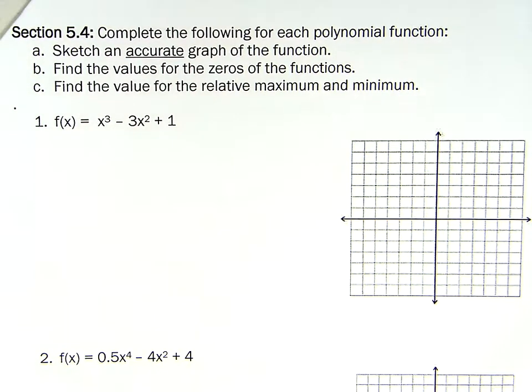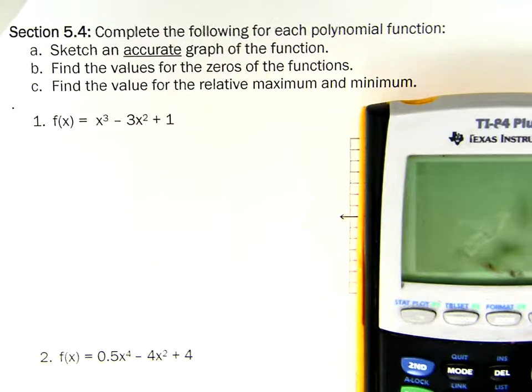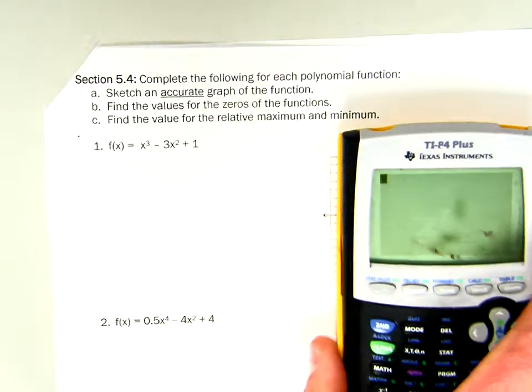Basically, what I'm going to show you right now is how to do number one of the 5.1 to 5.4 review, the 5.4 section. So this is the sketching and graphing section from 5.4. So first off, we need to sketch an accurate graph. To do that, we have our handy dandy graphing calculator.